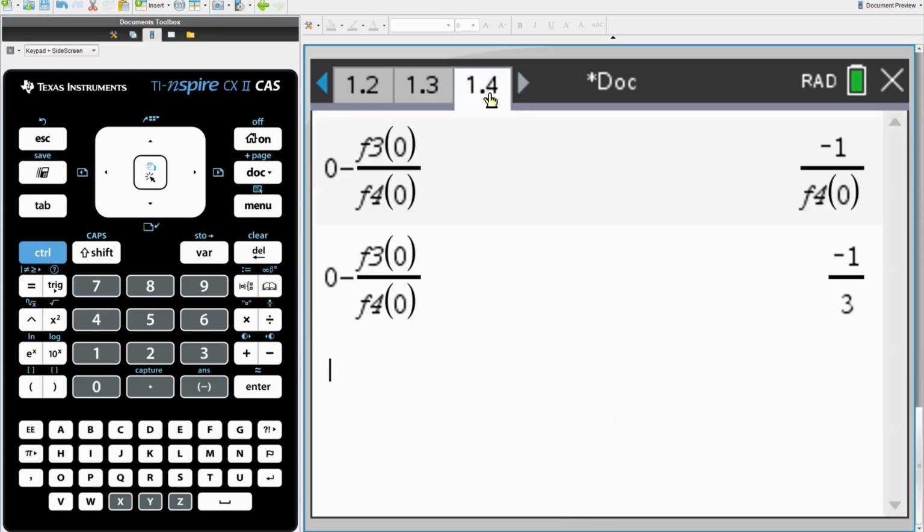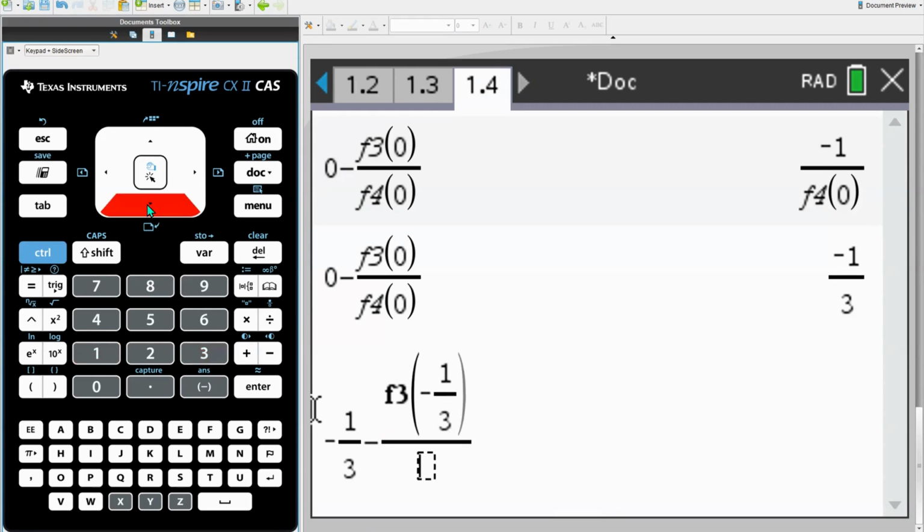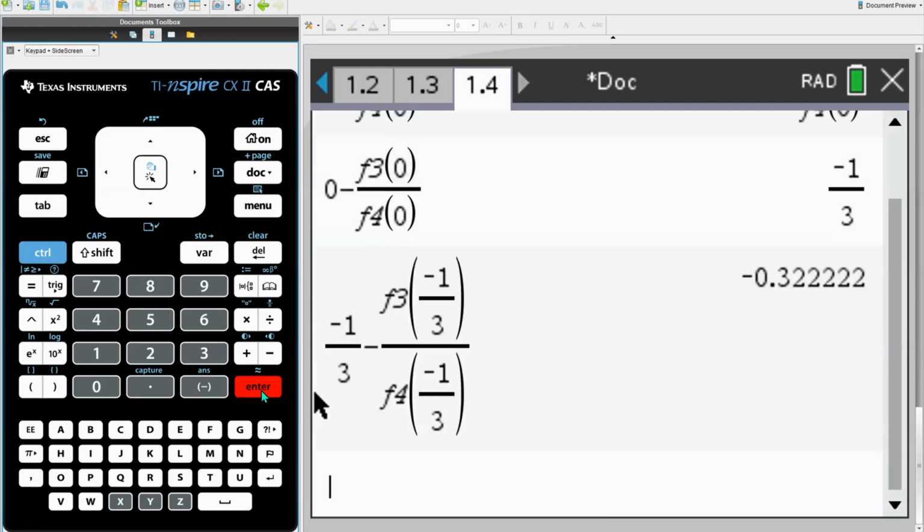Okay, but what can we do? Can we make another guess? Can we take that -1/3 and plug it into our formula? In this case, it's going to be -1/3 minus F3 at -1/3, and divide this again by F4 at -1/3. And I'm going to do a control enter here, so we get a decimal representation rather than a fraction.